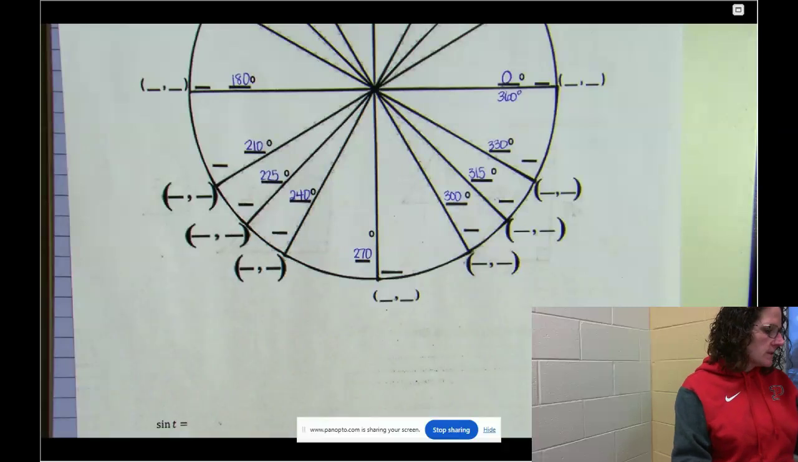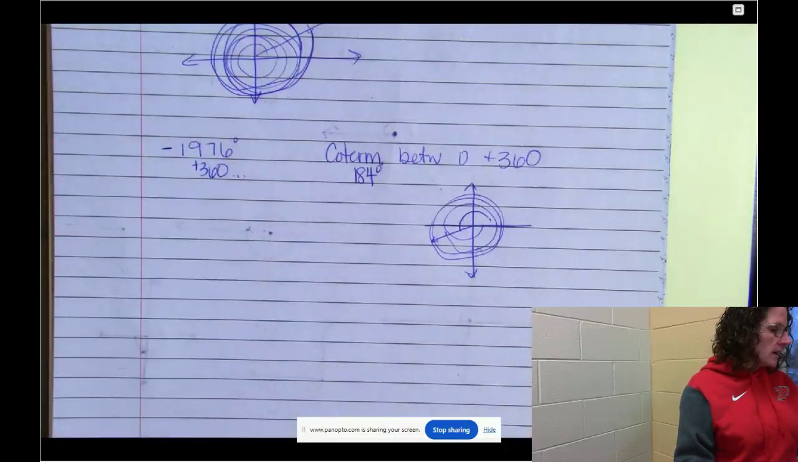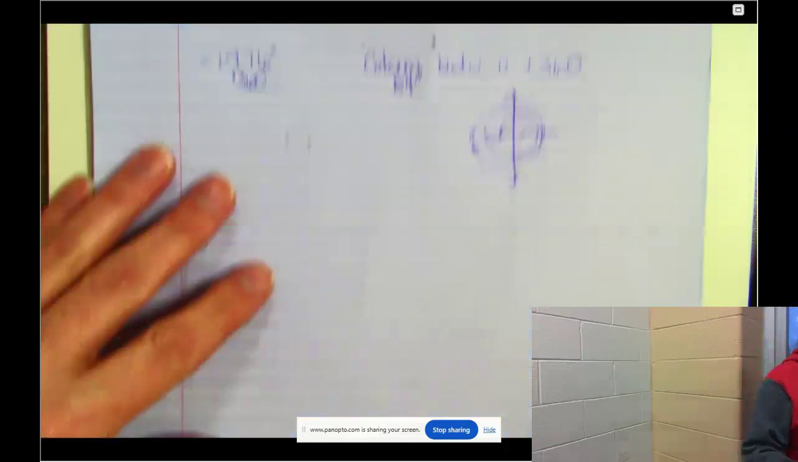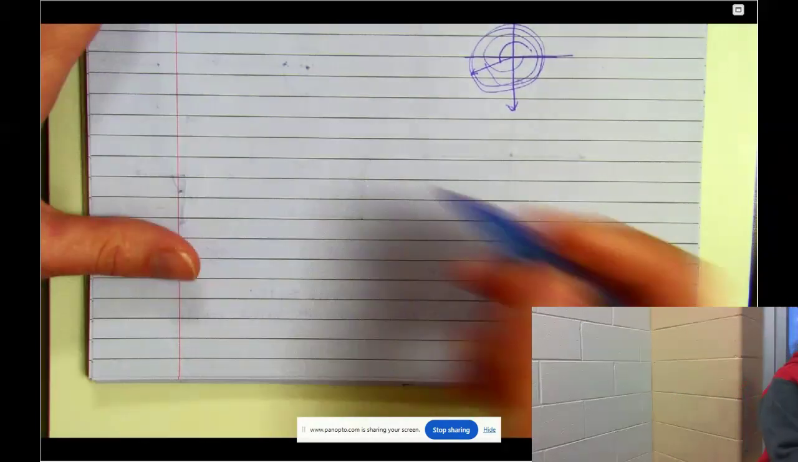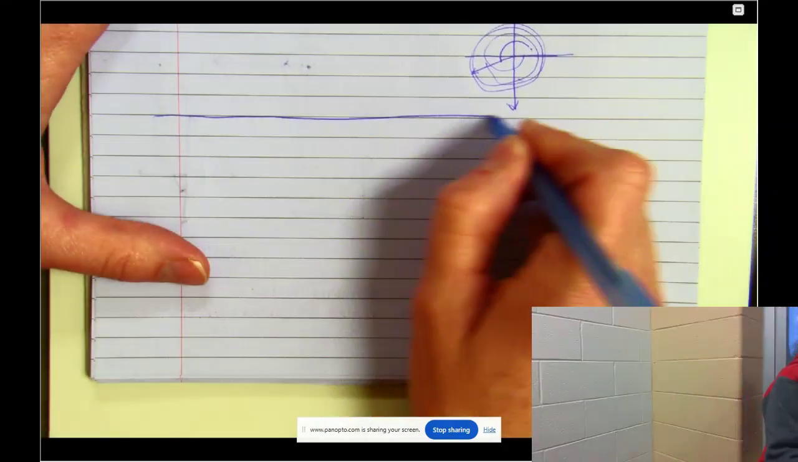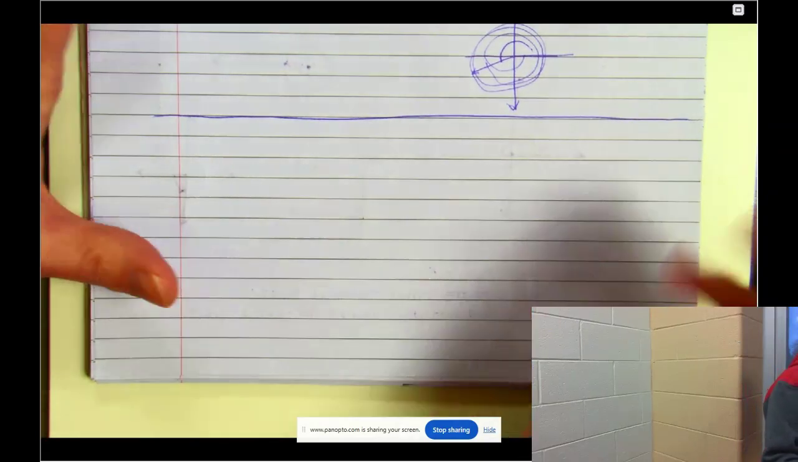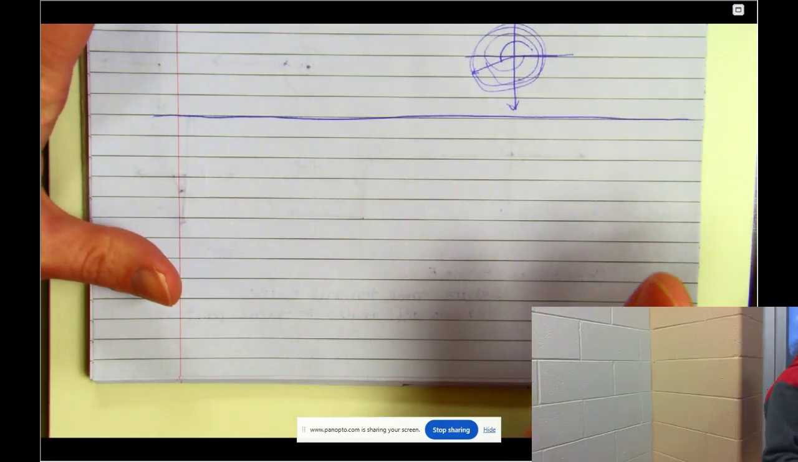Okay, you can set that to the side. I do not think we will need it anymore today. Don't put it away. Is this on a new page worthy or no? Yeah.